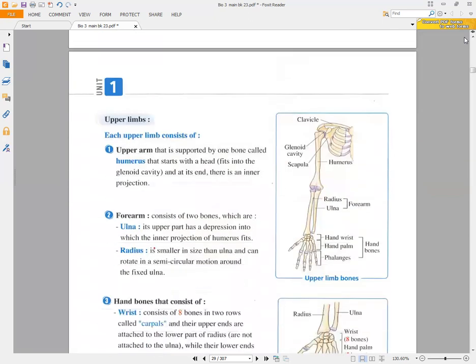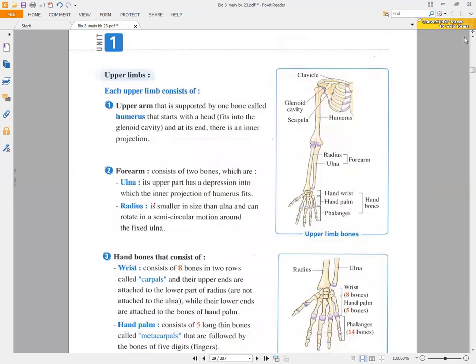After that, we will talk about the upper limbs. We also have 2 upper limbs. Each upper limb consists of the upper arm, the forearm, and finally the hand bones. If you look here, you will find that the upper arm is supported by only one bone that is called the humerus. The humerus has a head and also an end.